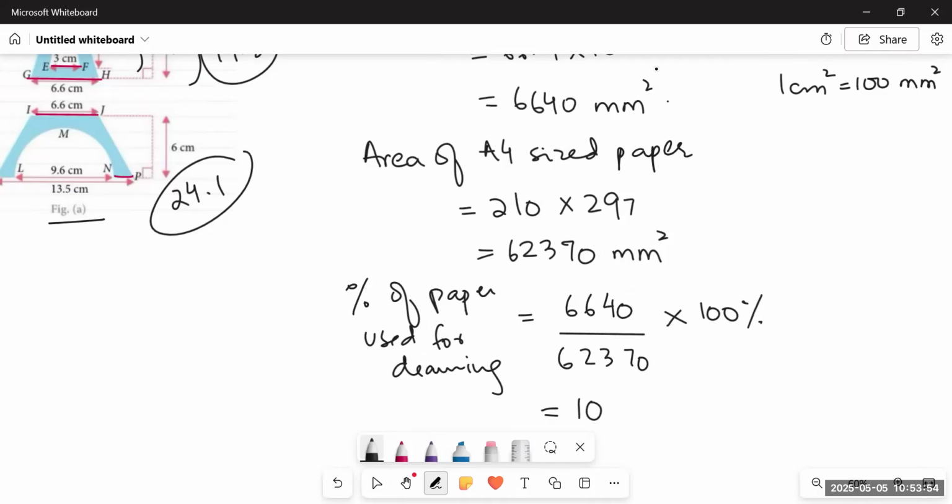It means around 11% of the paper has been used. Only 11% or even less than 11% is used to make the whole drawing. And it also means that almost 90% of the paper is still blank.